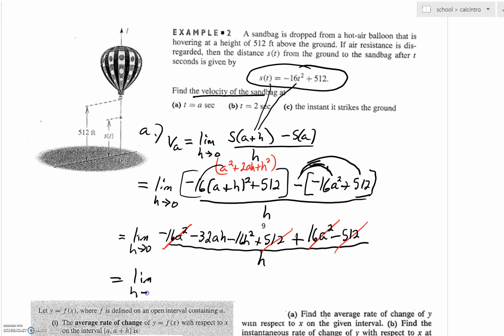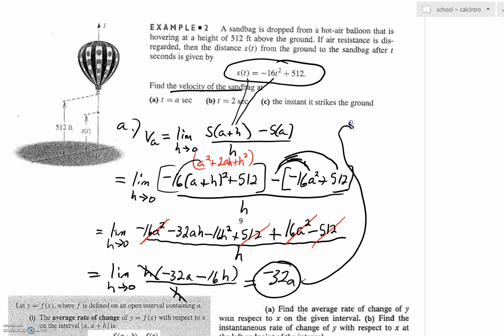Remember, we are doing this in the most general way right now. You could say here's a negative 32. Oh, pardon me, we're factoring out an h. I factored out an a there. So that's negative 32a minus 16h. And then down below here, we've got our h. So our h's are going to cancel out. And when I plug in h equals 0, what are we going to be left with? Negative 32a.